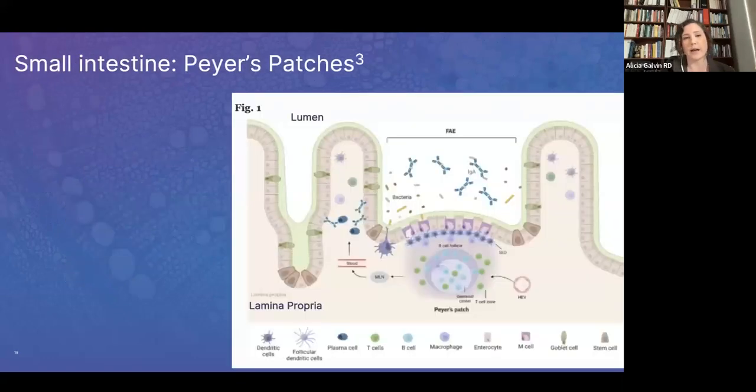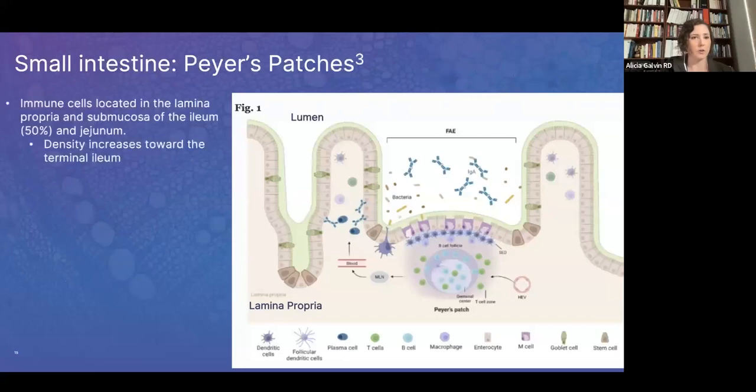So let's talk about Peyer's patches. This is a high level view, just an overview. They are the immune cells in the lamina propria. Again, the lamina propria is this little bit here. It's right underneath this epithelial layer, the single cell layer I was talking about. And the density increases as we go towards the terminal ileum. It identifies antigens and produces antibodies.